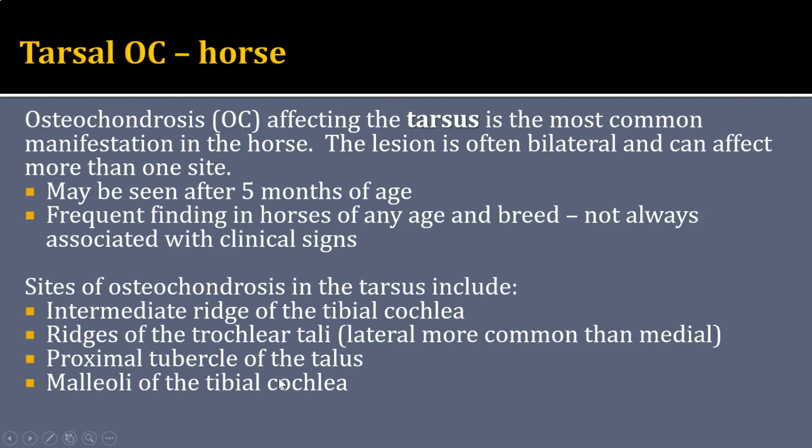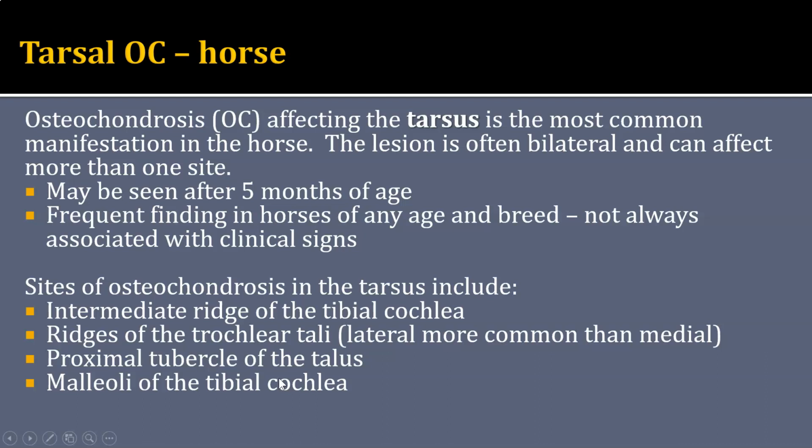The sites of osteochondrosis in the tarsus listed on the slide are listed in order of actual incidence. So the intermediate ridge of the tibial cochlea is the most commonly affected, followed by the ridges of the trochlear tali, of which the lateral ridge is much more likely to be affected. The proximal tubercle of the talus is an uncommon site that will be affected, and the malleoli of the tibial cochlea are also uncommon sites. And of the malleoli, the medial is more likely to be affected than the lateral.